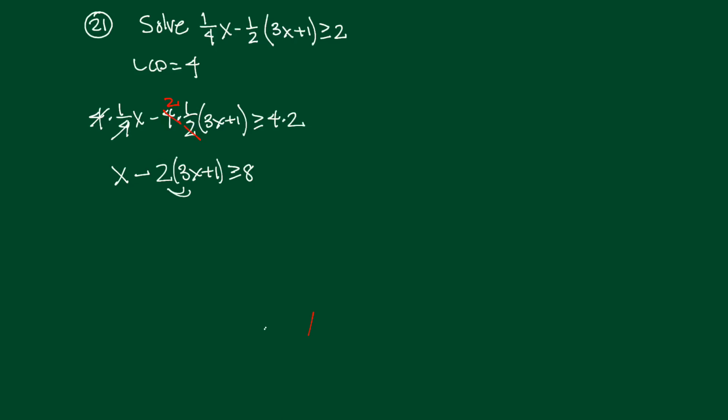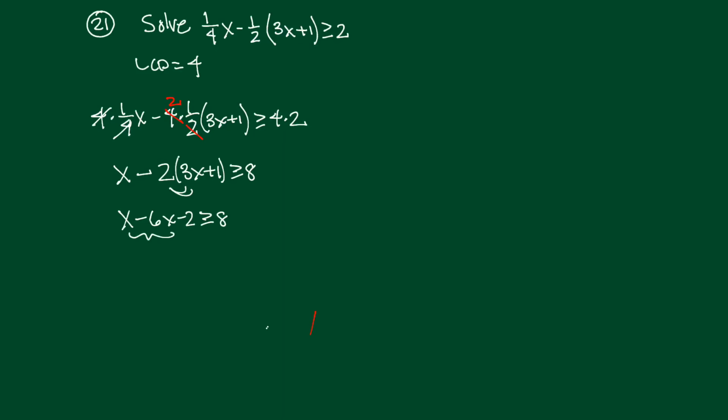Let's distribute. So we'll get x minus 6x minus 2 greater than or equal to 8. X minus 6x, how about negative 5x minus 2 greater than or equal to 8? Let's add that 2, so we'll get negative 5x is now greater than or equal to 10.